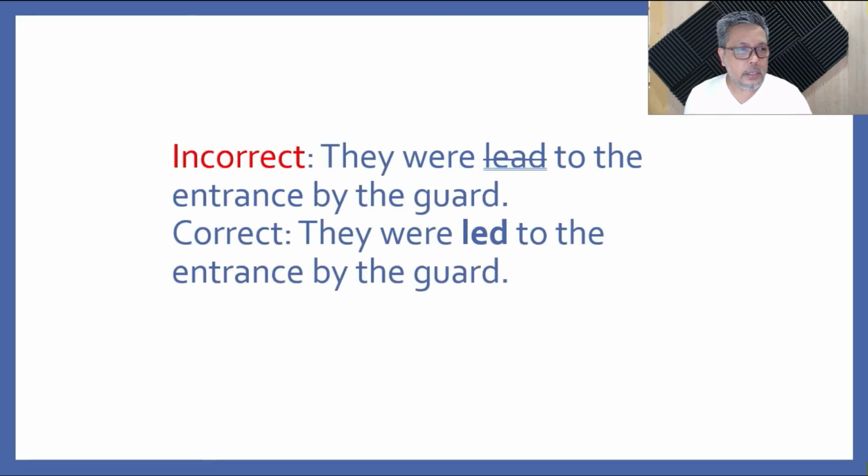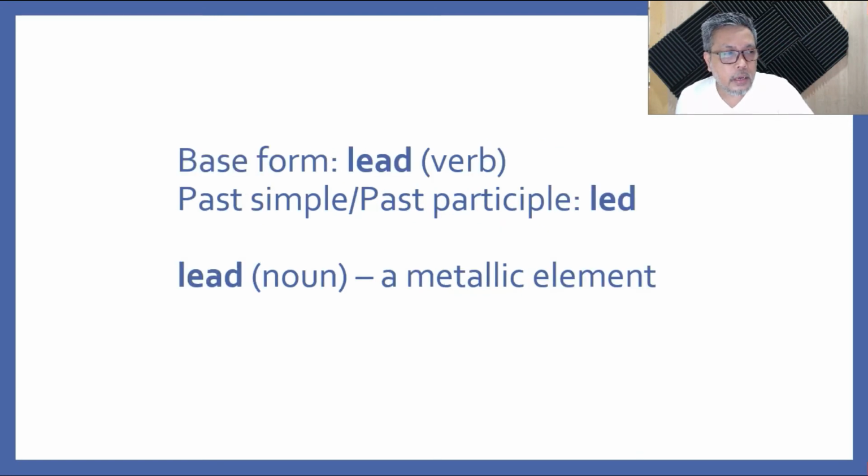All right, the next one is the word lead, okay? So some people are confused because the past tense of lead is actually led. I think everybody knows that. The problem is they would spell it as L-E-A-D still, like the base form, where it's supposed to be led, L-E-D. They were led to the entrance by the guard. I think this is where the confusion lies, okay? So the base form of the verb lead is lead, L-E-A-D. The past simple and the past participle is led, okay? I think the confusion is here.